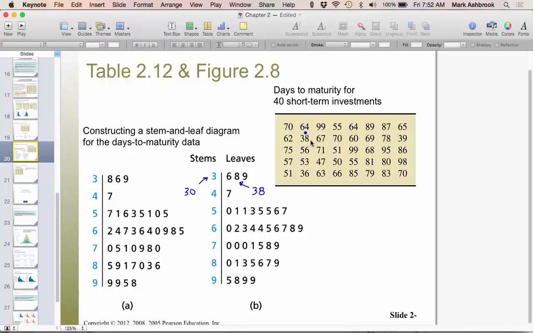investment that had 36 days to maturity, one had 38, one had 39. So let's find those. So here's the 38. There's the 39. And there's the 36. So that's where they're showing up right there. 36, 38, 39. Okay, so what do these 3 zeros mean right here? 70. It means there were 3 data values of 70. Let's find them. There's 1, there's 2, and there's 3.